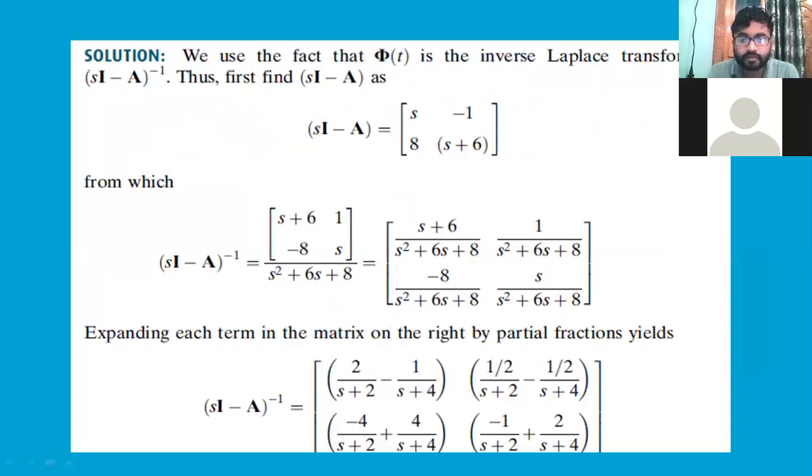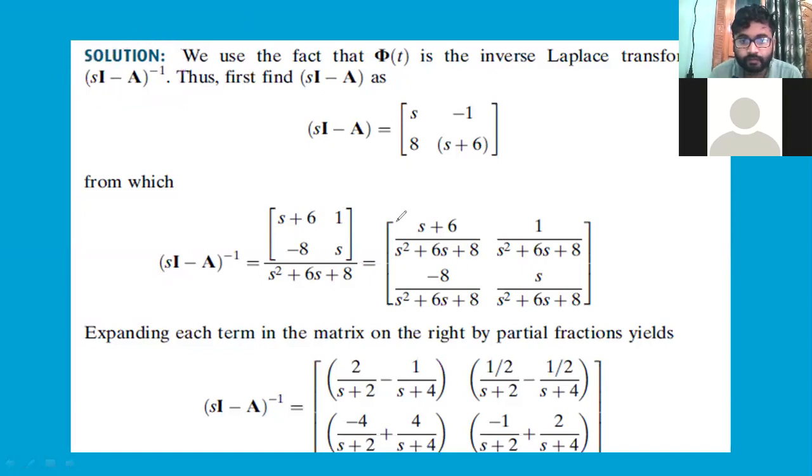So you observe the solution. In almost all the problems, you should calculate (SI minus A) whole inverse. In fact, you should practice how to write SI minus A immediately after looking at the state space representation, and after writing SI minus A, how to obtain its inverse. That is the adjoint matrix divided by the determinant of the matrix.